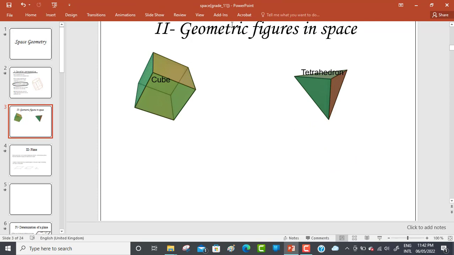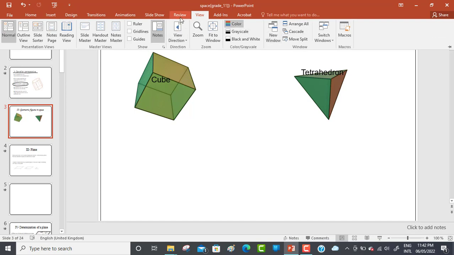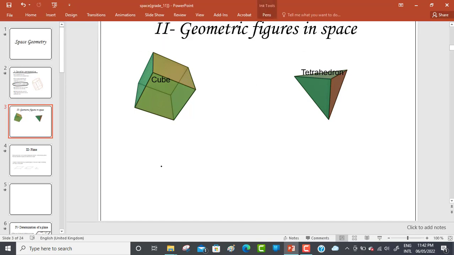The second part of the chapter is about geometric figures in space. This is a cube, for example, or this is a tetrahedron. How to draw a tetrahedron, or how to draw a cube? If I want to draw a cube, I will firstly draw a square. Then I will draw another square in the back of it. But this line cannot be seen, so I have to draw it as a dotted line, this edge. And this one also cannot be seen, so it must be drawn as a dotted edge. This line can be seen, and this also can be seen.